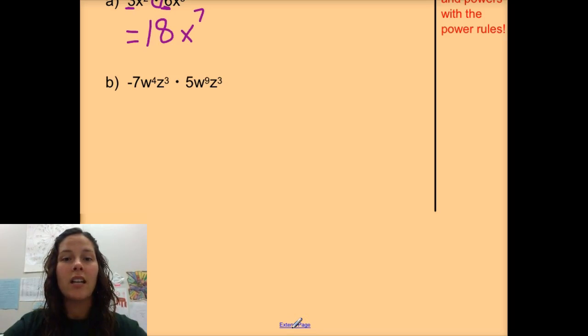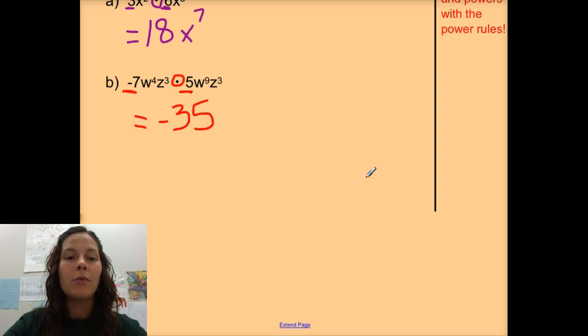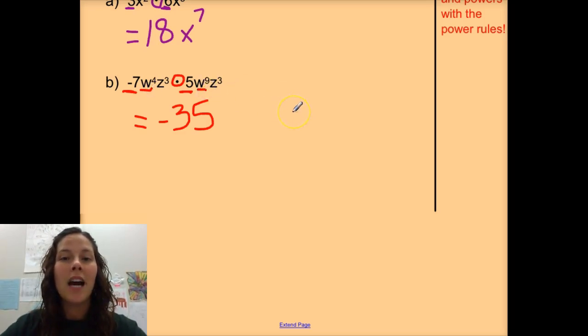Next one, same thing. We've just got an extra variable thrown in there. So again, I'm going to start with my coefficients, and I am going to multiply my coefficients together. -7 times 5 is -35. And now I'm going to treat my exponents like exponents, and they have different rules. So w to the 4th times w to the 9th, I'm really multiplying 13 w's together if I think about expanding those and writing them all out.